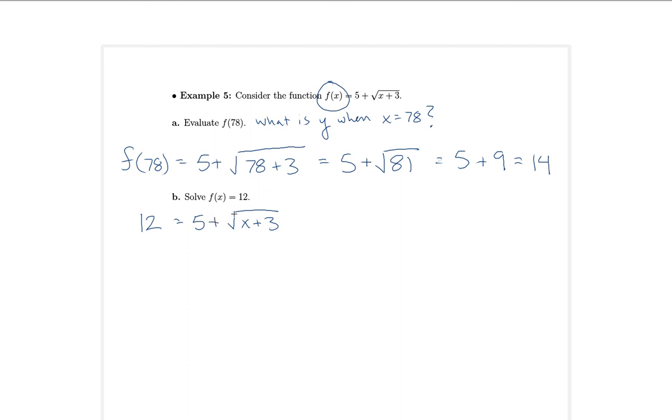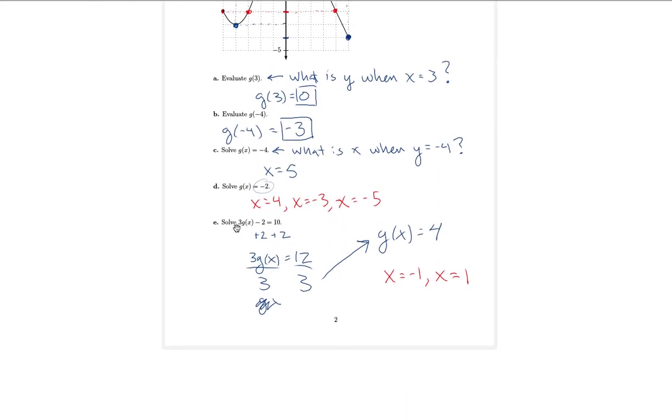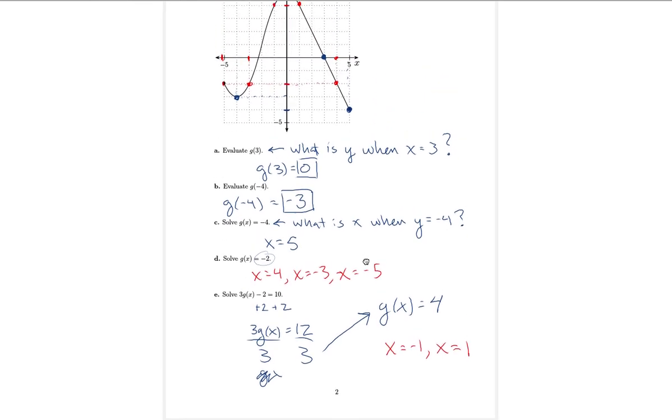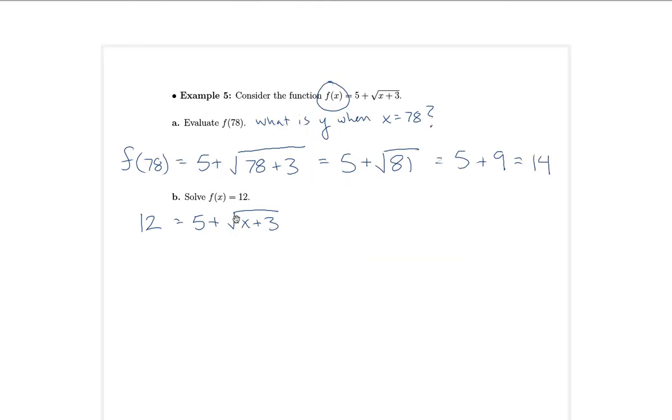What I'm hoping that reminds you of a little bit is, if we go back to that graph problem, remember when we had 3 times g of x minus 2 equals 10, our first task was to get the g of x by itself, and then we were able to use the graph to figure out what the answer should be. So here, I would suggest we do the same thing. We've got this function type thing, the square root, but right now it's not all by itself. So let's start by getting it by itself.